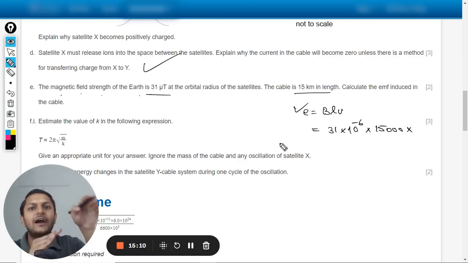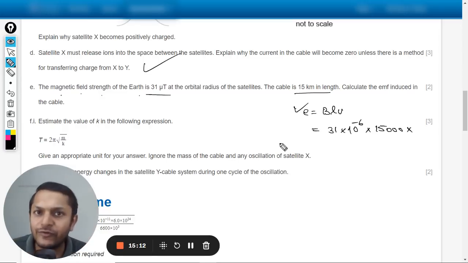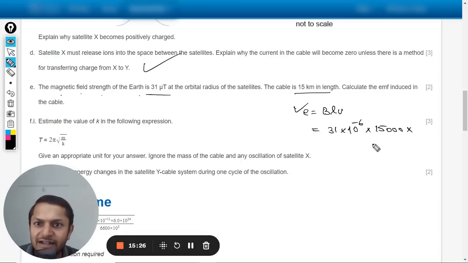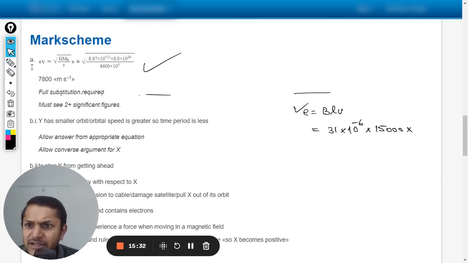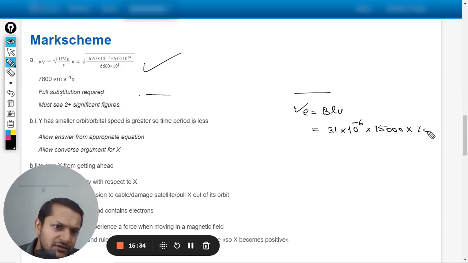No, so X will definitely be having more velocity, Y will be having lesser velocity, and there has to be a different formula instead of BLV. But that formula is not in your syllabus. So that is why we would be using BLV. And the velocity of the satellite was, I don't remember, it was 7,800 something, so it will be 7,800 meter per second.